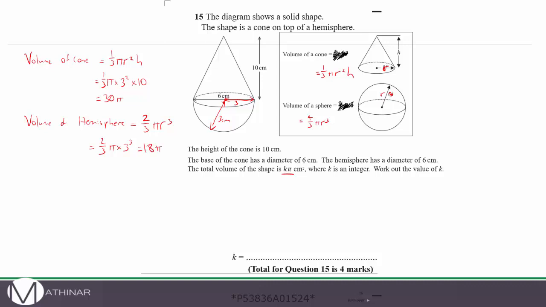So to find our total volume, we add up these two answers. So the total volume is 30 pi add 18 pi, which is 48 pi. Now just make sure you read the question. The question says work out the value of k. So this is in the form of k times pi, so k is therefore 48. And that's how you do that one.